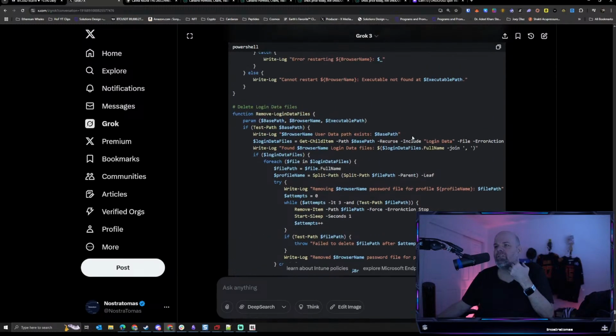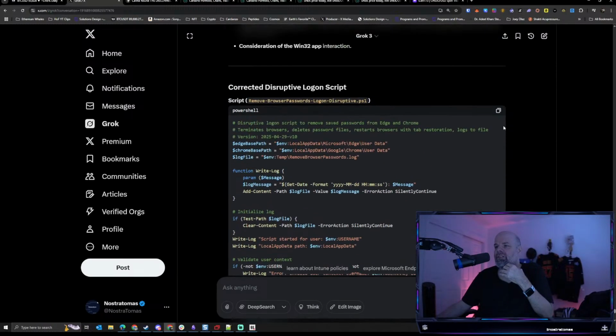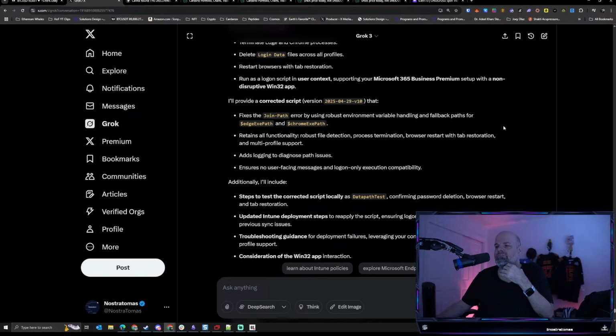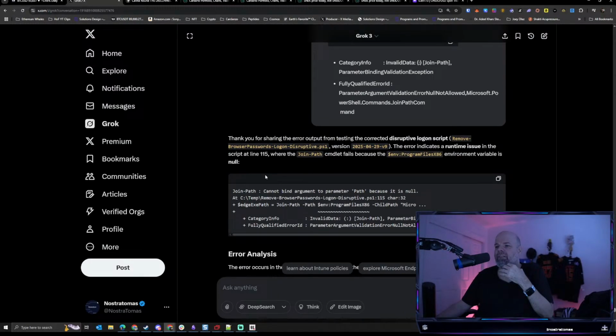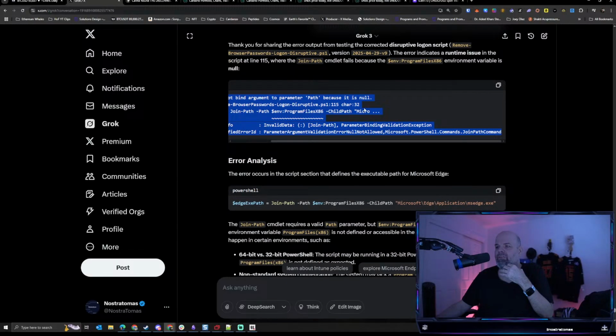Something was like, here's the Grok conversation I'm having. I can't even load this on my phone anymore because it just causes Twitter to crash. A very long one. But like here's the error message. This error occurs in the script. Blah blah blah blah. Anyway, very cool stuff.